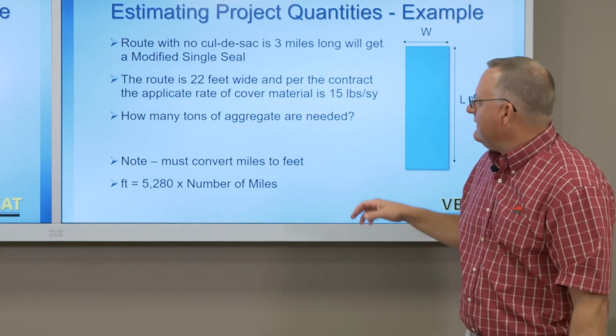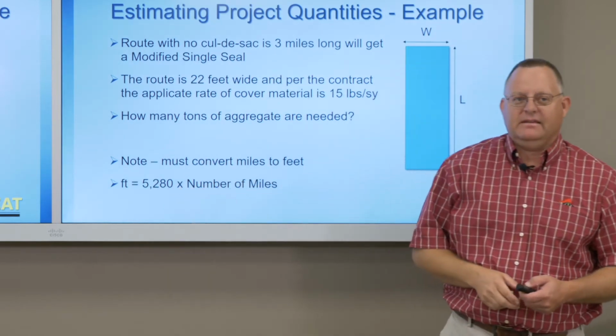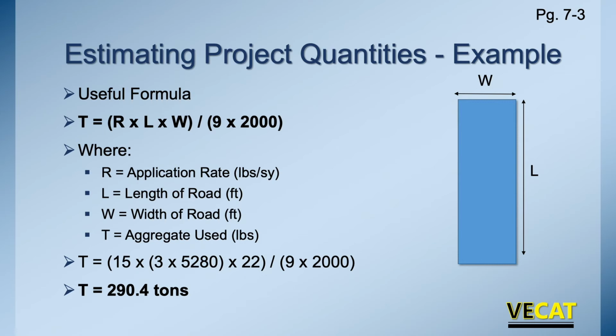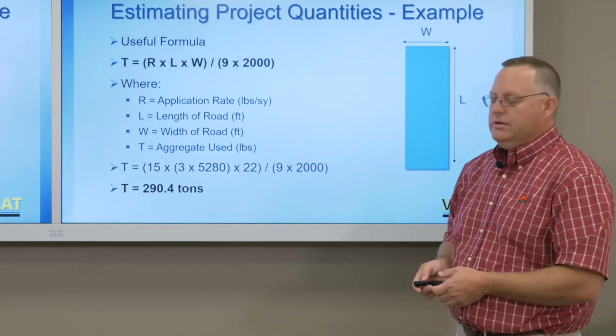First thing, don't forget, you've got to convert miles to feet. So we've got 3 miles, and there's 5,280 feet in a mile. So let's go back to our useful formula. We're calculating how many tons we need. We know our application rate, so it's 15. It's 3 times 5,280, because that converts that over to feet lengthwise, 22 feet wide. When we plug it all in, 15 times 3 times 5,280 times 22 divided by 9 times 2,000, you should get 290.4 tons. So that's how much rock, how much cover material you need on this project.